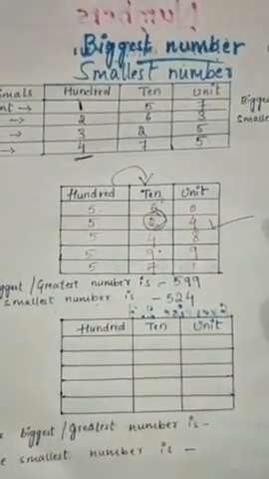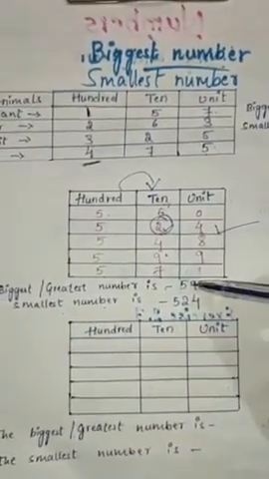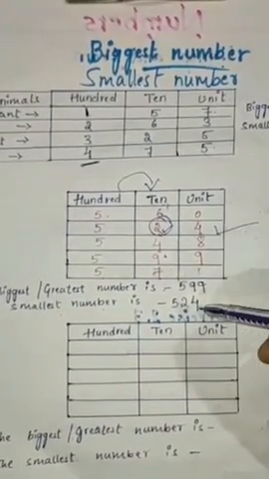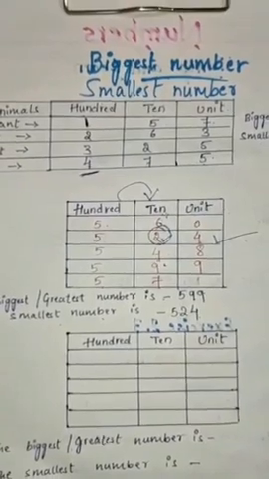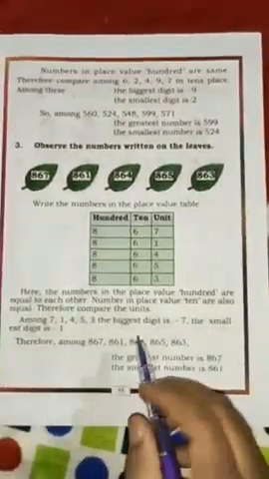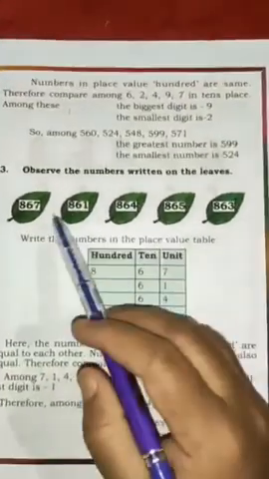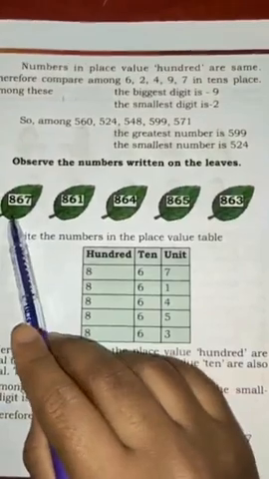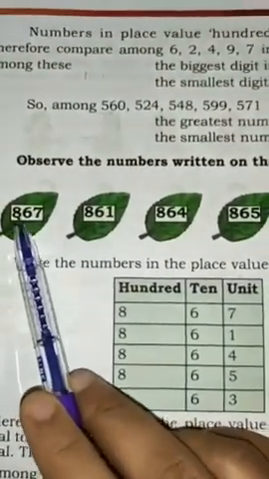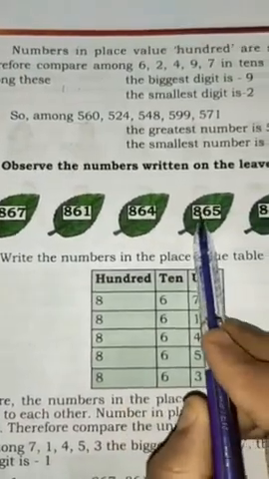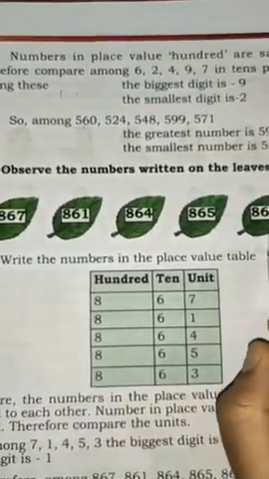So which is the greatest or the biggest number here? 599 is the biggest or the greatest number and 524 is the smallest number. Understood, children? Okay. Now let us take one more example which is there on page number 55. Can you observe these leaves, children? Yes. Observe the numbers which are written on the leaves. 867, 861, 864, 865, 863.